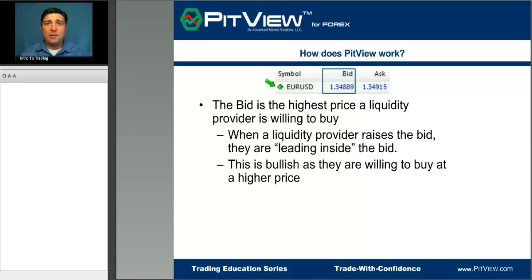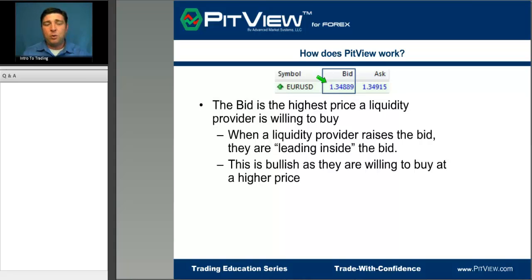Now, what's the activity on the other side of that bid and ask? Well, your Forex broker, through the various liquidity providers they deal with, is disseminating that bid price to you, which is showing you the highest price a liquidity provider is willing to buy, okay? Now, when a liquidity provider raises that bid price, when that bid ticks up, whether it be by just a slight fractional pip, that means that the liquidity provider is raising their bid, and they are leading inside the bid price. So let's say the bid on the euro dollar in this case goes from 1.34889 to, let's say, 1.34890. That means the liquidity provider has raised their bid. They've gone inside that bid in order to buy at a higher price.